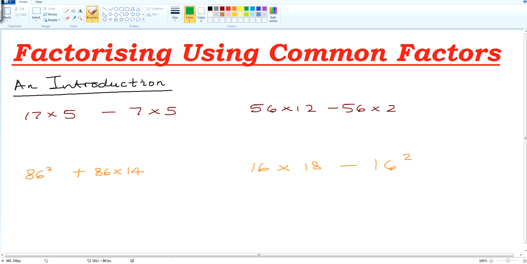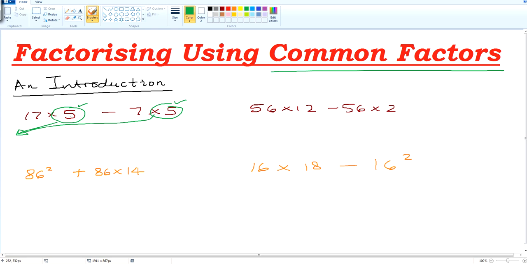When we have numbers written like this, we're looking for common factors. Remember, common factors. What's common from this side to that side? What's in both parts? The number 5. So we have a times by 5 here, and a times by 5 here. When we do factorizing, we pull the 5 out, because I have a 5 here and a 5 here. That's called a common factor.